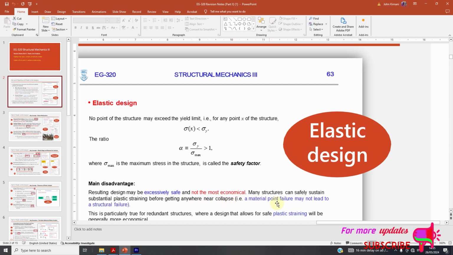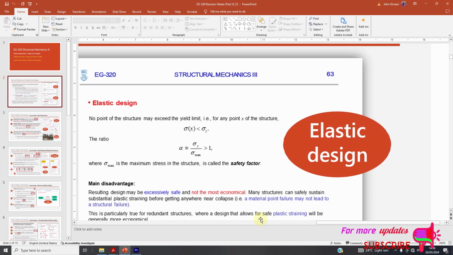Many structures can safely sustain substantial plastic straining before getting anywhere near collapse, i.e. material point failure may not lead to a structure failure. This is particularly due to redundant structures, where a design that allows for safe plastic straining will generally be more economical. So elastic design is where no stress is greater than the yield stress of the material, which leads to a conservative but uneconomical design.